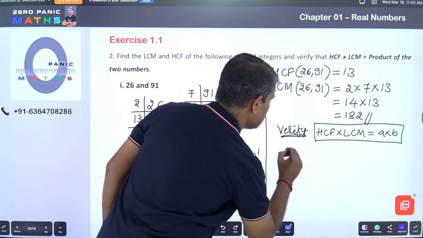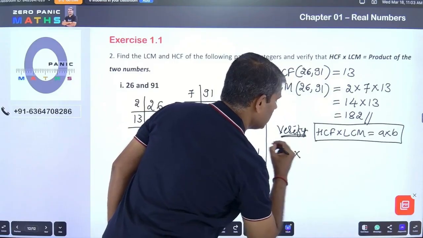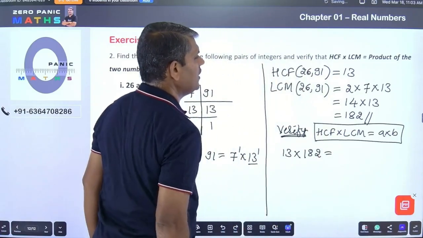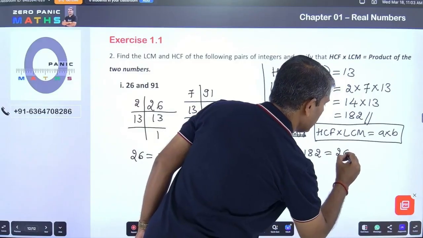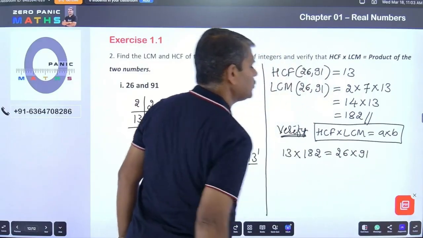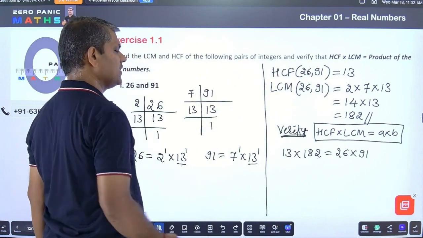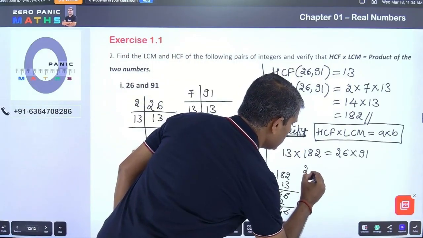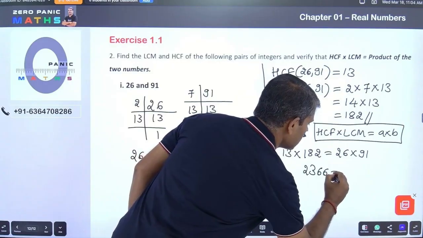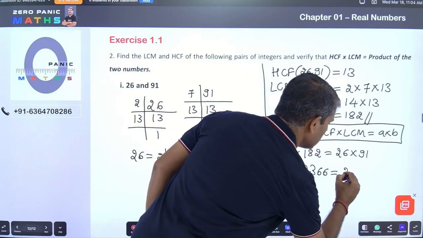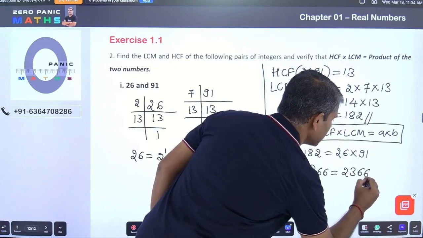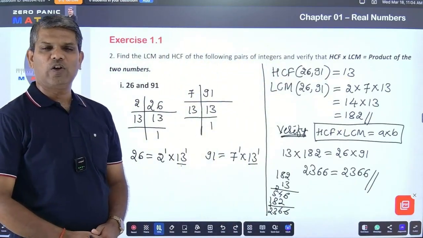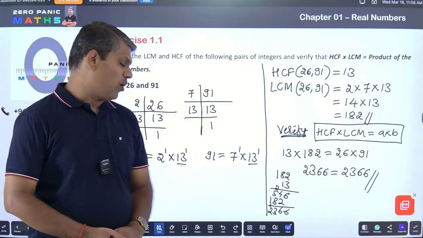What is HCF? It is 13. What is LCM? It is 182. Whether it is equal to the product of 26 and 91? Yes, let us see that. So you will get the value of this as 2366. So you're going to get this also as 2366. So hence the verification is done. Okay, let us continue with the next problem.